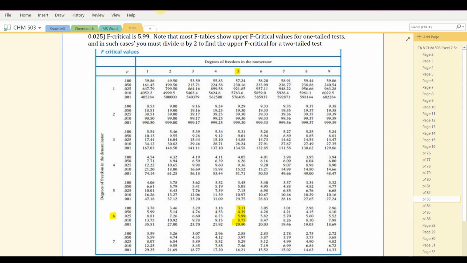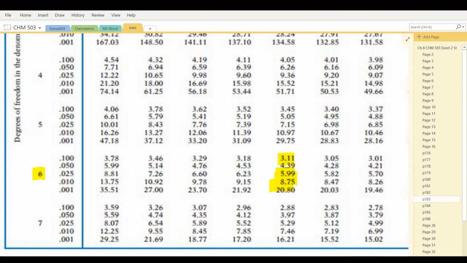So we need to find the appropriate confidence level. So for an alpha value of 0.05, which is 95% confidence level, F critical is 4.39, and that's for a one-tailed test, where all 5% is to the right of F critical. However, if you want a two-tailed test at the 95% confidence level, you look up 0.025. There's 2.5% on either side of the distribution, and F critical now is 5.99. Be careful.